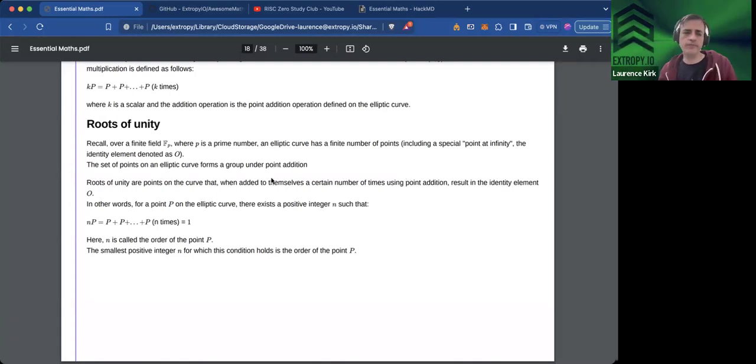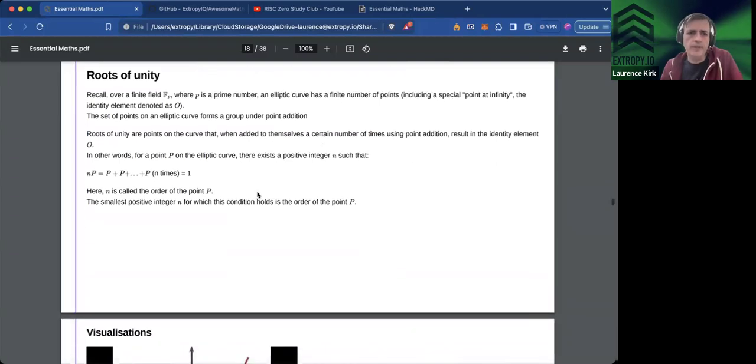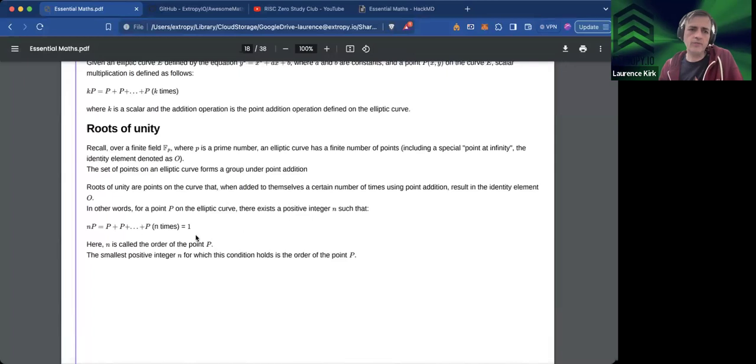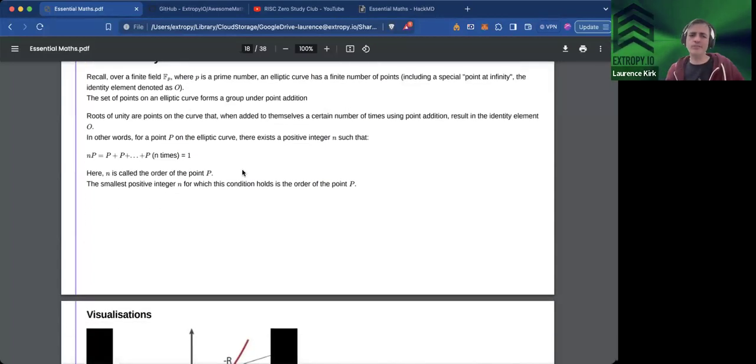And the way that we think about them from an elliptic curve is that if we take some point and do this scalar multiplication a number of times, and the result of that is equal to our identity element, then that point is called a root of unity. Here we say this is equal to 1, I guess because that's sometimes seen as an identity element. With elliptic curves, our identity element is denoted as O. This is slightly confusing, not to be mixed up with the big O notation.